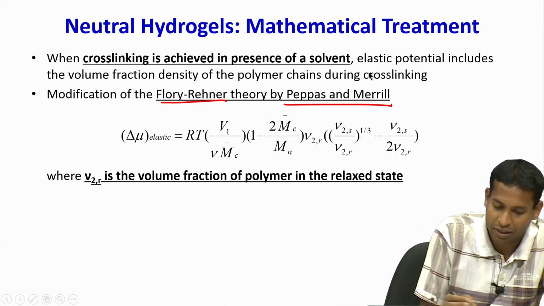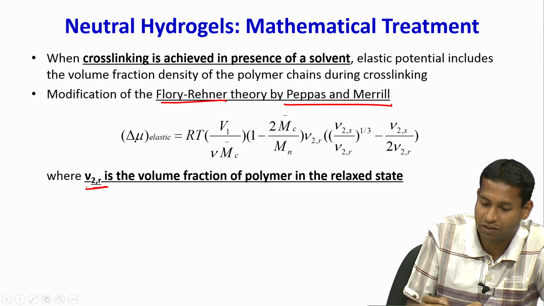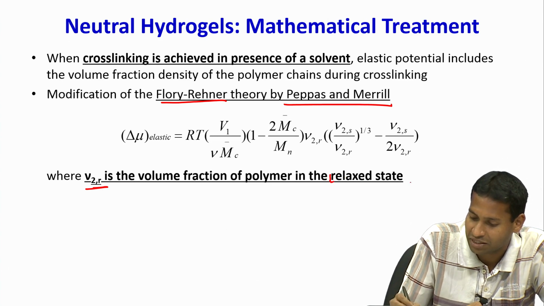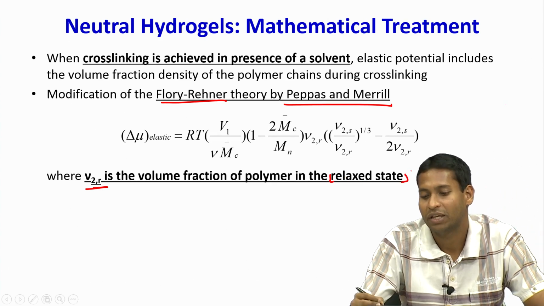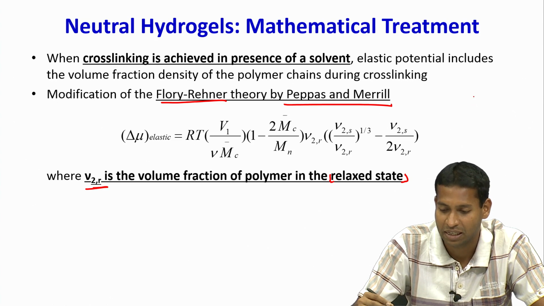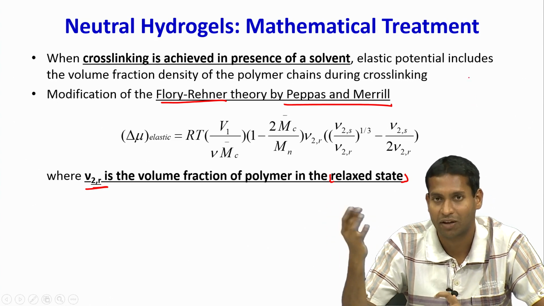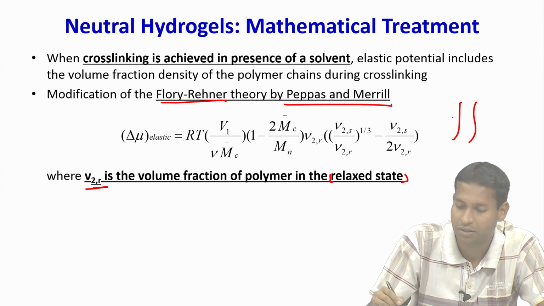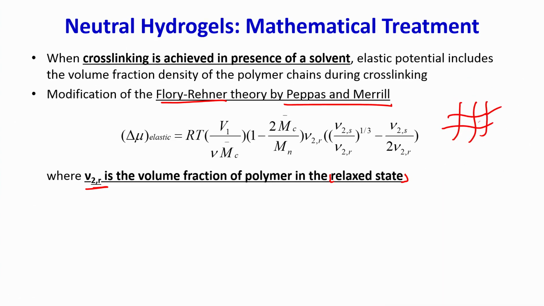So, we have defined a new term called V2R, which is essentially the volume fraction of the polymer in the relaxed state. And when I say relaxed state, what is relaxed state? Let us say I am doing the synthesis of the hydrogel in 100 microliter of a solution volume, and the hydrogel is formed. Then, immediately when it is formed, what is the polymer volume fraction at that state? So, this is the relaxed state, which essentially is just formed.